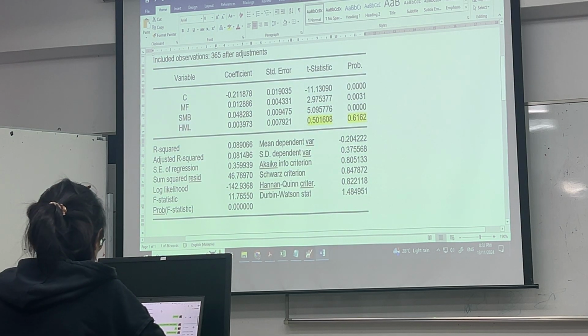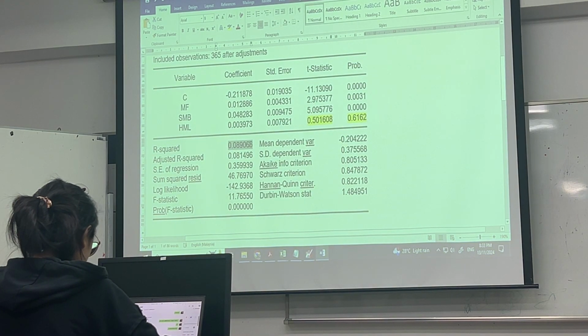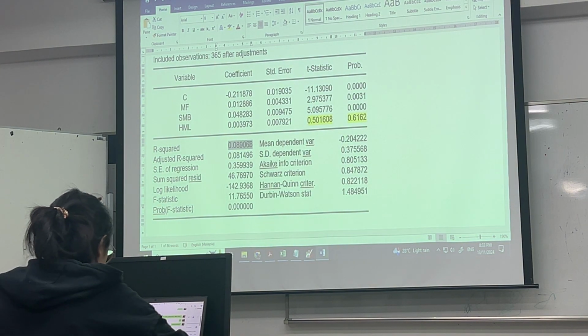Then I look at the adjusted R square. R square is just like 8.9%. The variation in the return is explained by these three factors.